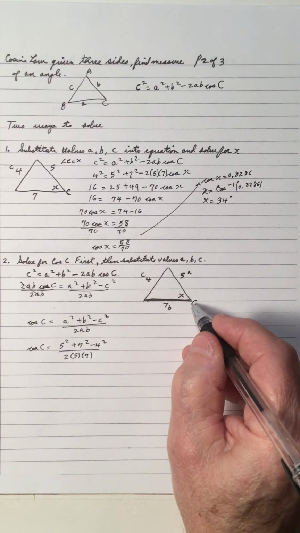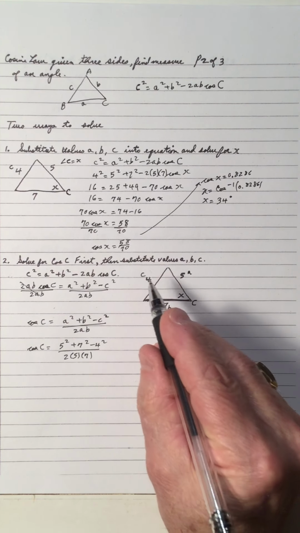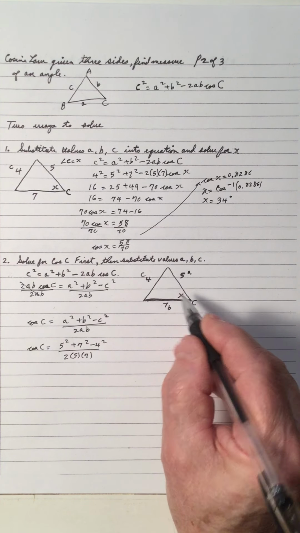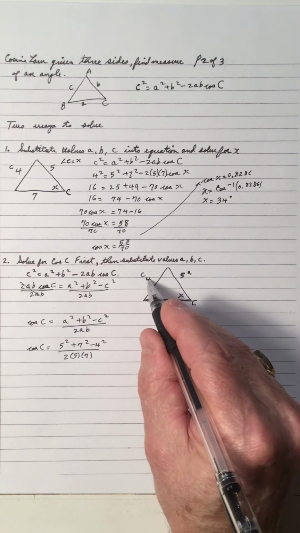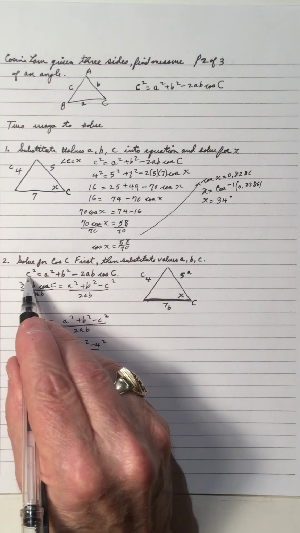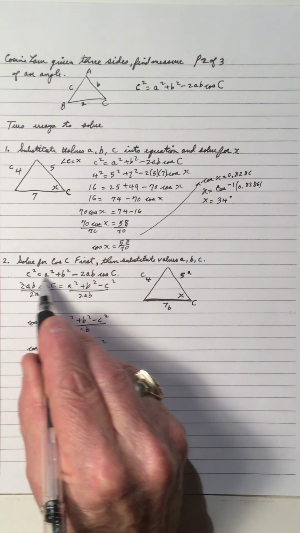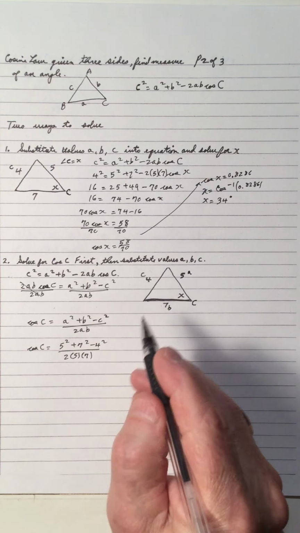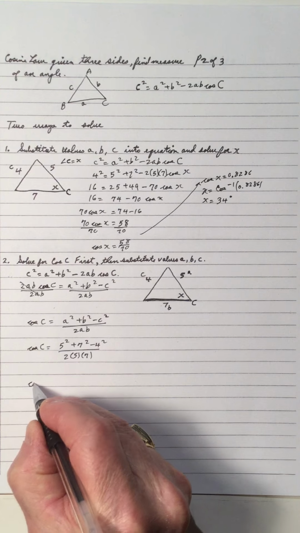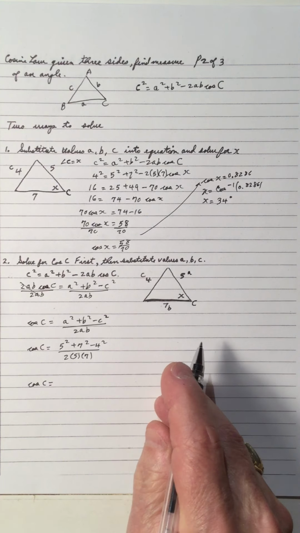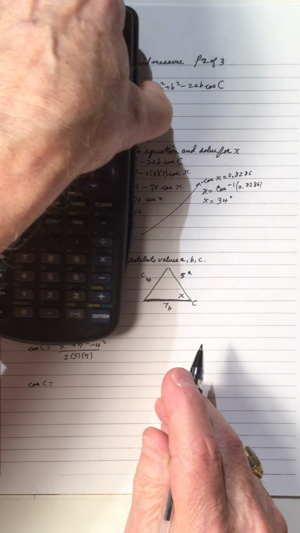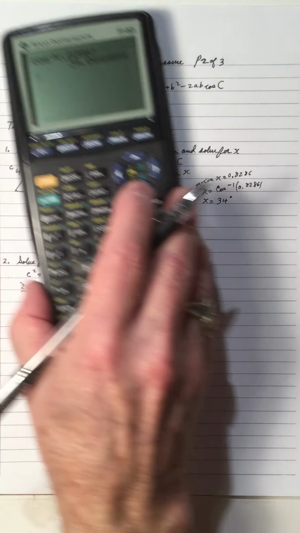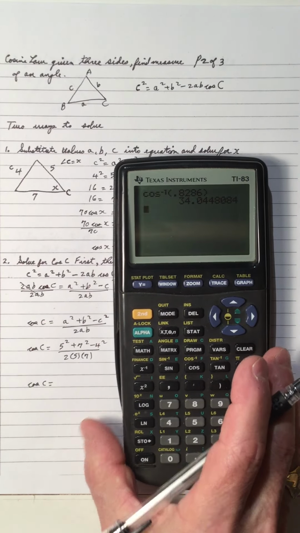So the main thing is that I'm looking for this angle C, so it's imperative that whatever angle I'm looking for, the side opposite must be my C, because this is the only cosine law. There's three of them, but this is the one I memorized in my head. So when I do that, I can take my calculator, and there's my calculator. I'll just put it right here on the side.